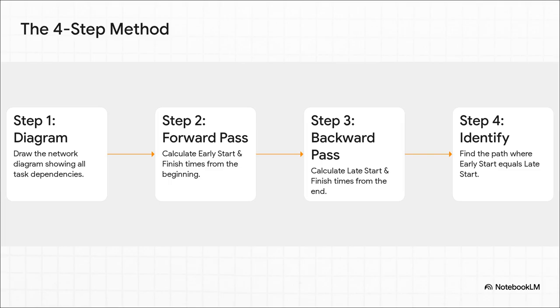Basically, the absolute earliest a task can happen and the absolute latest it can happen without messing everything up. The whole process is really just 4 steps. First, you draw your map. Second, you do what's called a forward pass, where you start at day 1 and work your way forward, calculating the earliest possible start and finish times for every task. Third, you do a backward pass. You start from the project's finish line and work your way backward to find the latest possible times. And then, finally, you look for the path where the earliest and latest times are exactly the same. That's it. That's your critical path.